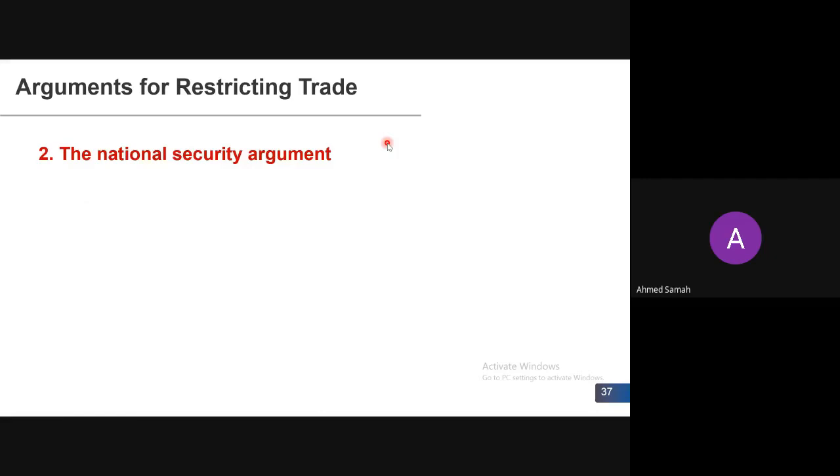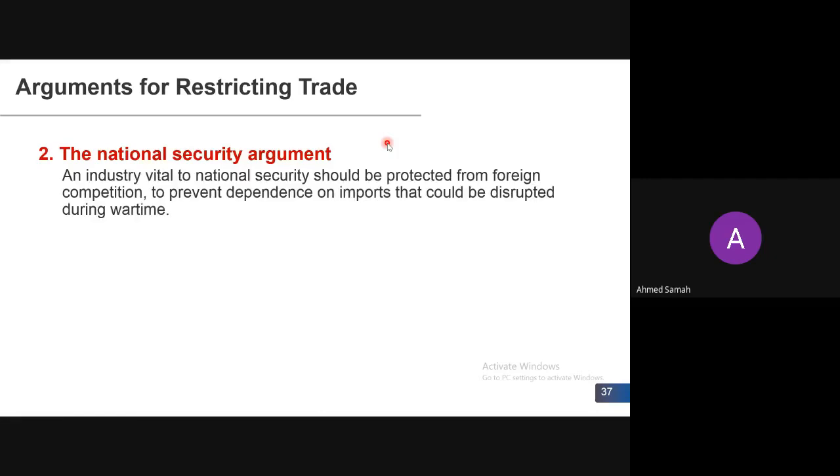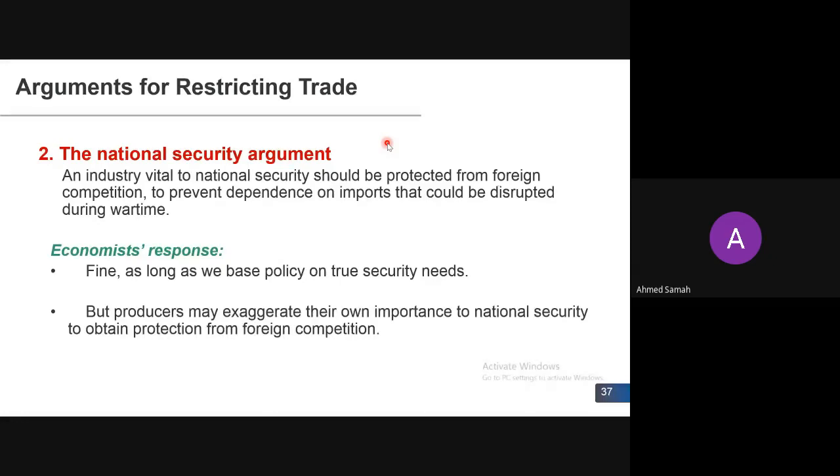I think the next one was the national security argument. So what they say is that an industry vital to national security should be protected from foreign competition to prevent dependence on imports that could be disrupted during wartime. Economists may respond, okay, fine, as long as we base policy on true security needs. But producers may exaggerate their own importance to national security to obtain protection from foreign competition. They actually do lobby for this for their own benefit.